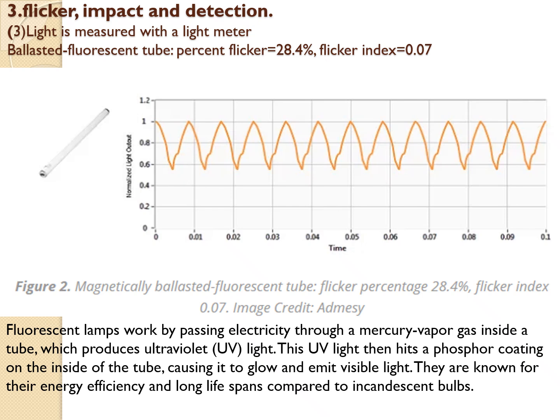Fluorescent lamps work by passing electricity through a mercury vapor gas inside a tube, which produces ultraviolet light. This ultraviolet light then hits a phosphor coating on the inside of the tube, causing it to glow and emit visible light. They are known for their energy efficiency and long lifespans compared to incandescent bulbs. The percent flicker is 28.4%. The flicker index is 0.07.